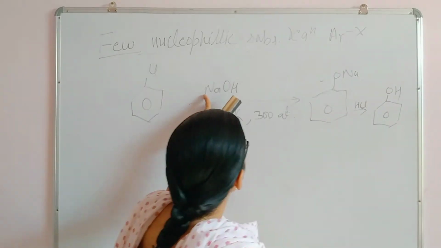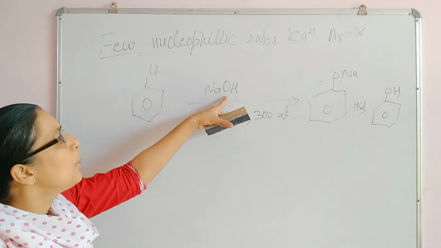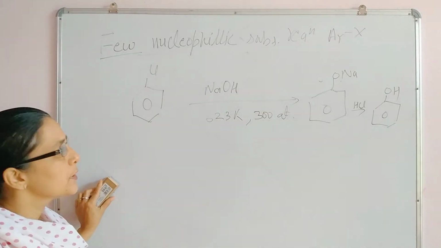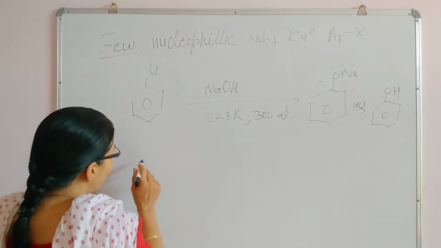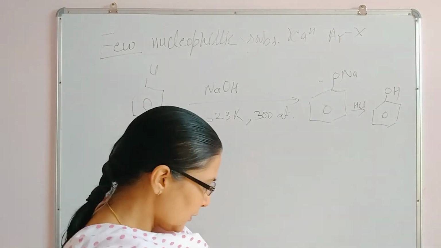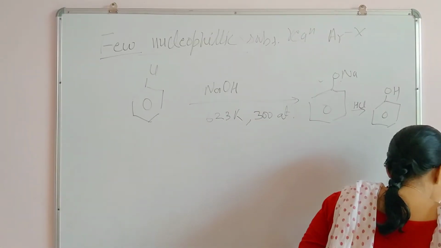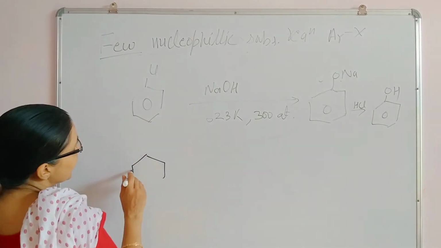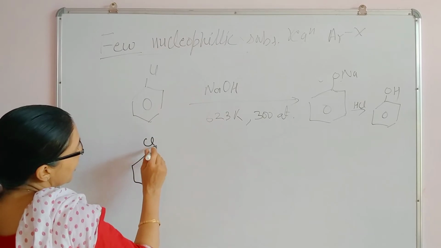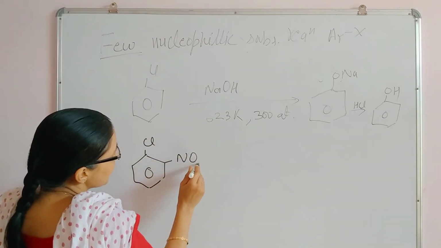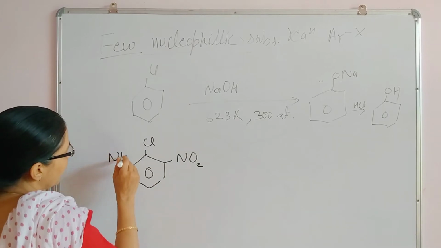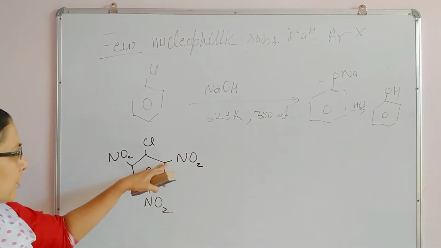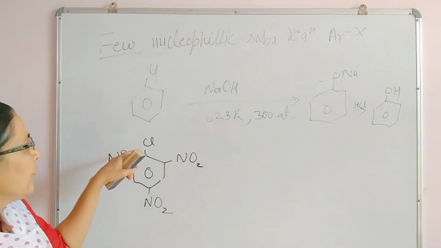It means rather than aqueous KOH, you cannot take only NaOH. 300 atmospheric pressure as well as very high temperature is needed. But this temperature can be lowered. How? For this purpose, if this chlorine is attached with electron attracting groups, minus I factor showing groups, what will happen? They will extract the electron density of the ring, so a nucleophile can easily attack.